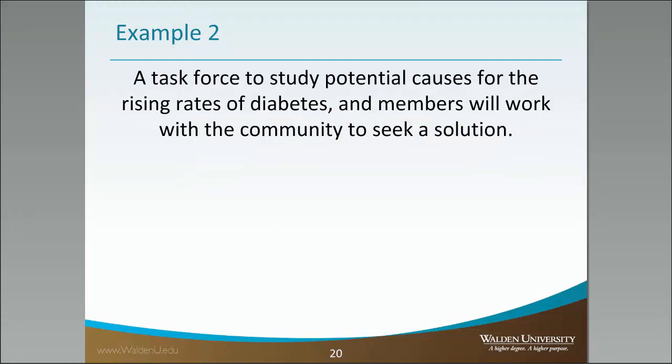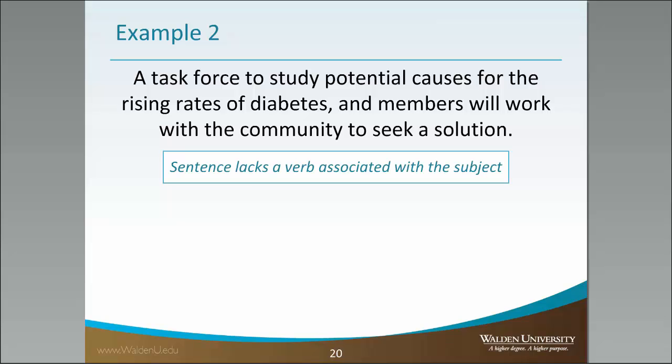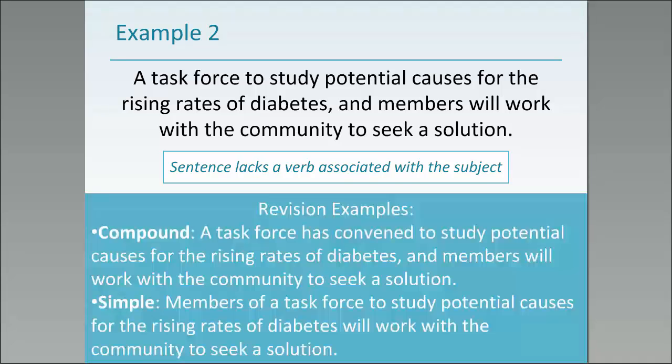"A task force to study potential causes for the rising rates of diabetes, and members will work with the community to seek a solution." So we have possibly two clauses here, but right now we have it combined, and the first one lacks a verb associated with the subject. We have a task force. We have more information explaining what the task force is like, but we don't really have a verb saying what the task force did. Again, we have options as to how to revise this, but here are a couple of correct options to follow the guidelines that we've been discussing.